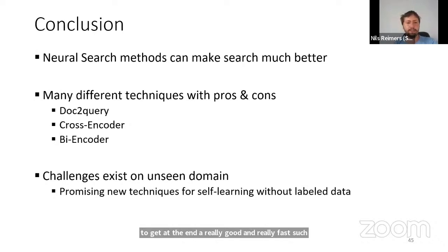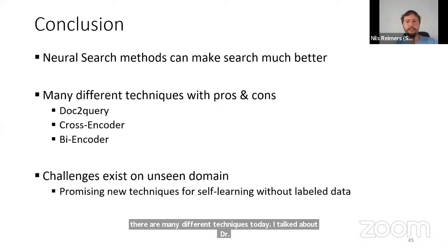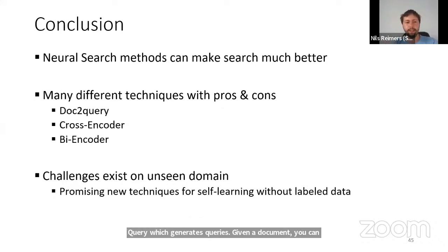So there are many different techniques. Today I talked about doc2query, which generates queries given a document. You can either use it directly with an existing search solution like Elasticsearch, or use it to train other models. Cross-encoders, which is a re-ranking method, which concatenates the query and the document and then predicts a single score on this. And bi-encoders, which project query and document independently into a dense vector space, and then you can do vector space operations to find the closest neighbors.